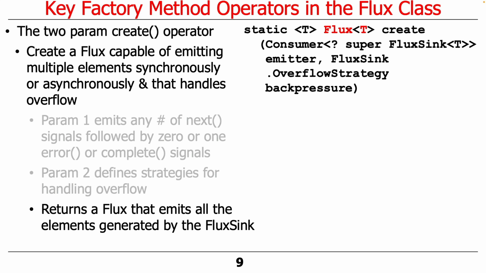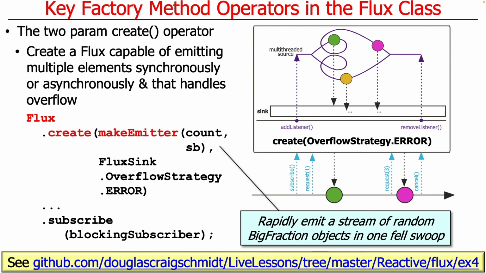So I'm not quite sure why they called it back pressure, but that's what they call it. And it returns a flux that emits all the elements that are generated by the flux sink, modulo the overflow strategy that you have in place. So it may or may not emit everything. Here's a simple example. We've talked about this before. We'll look at this in more detail in just a moment.